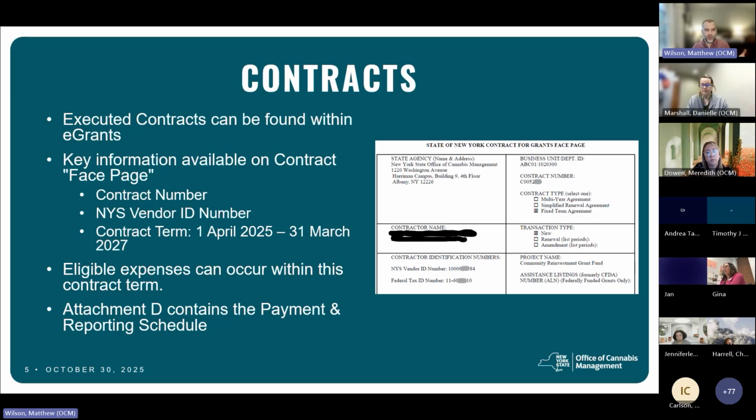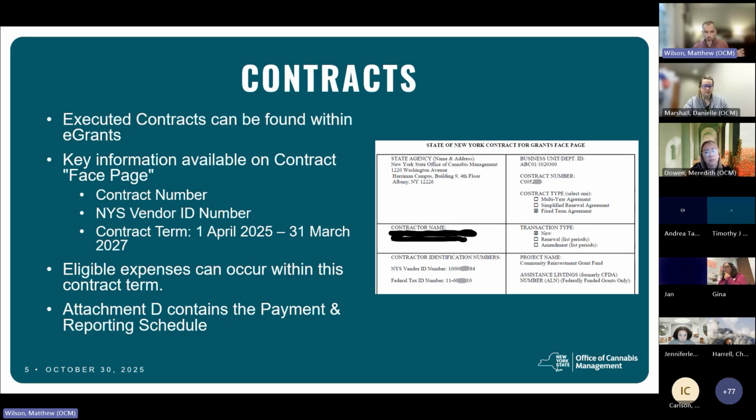You will also be aware that as you submit different documents to us or to invoicing, you will be asked for various numbers, your contract number, your vendor ID number. All of this can be found on the face page of that contract. So if you are ever unsure of what number we are asking for, a first place to look is the face page. If you still can't find it, feel free to reach out to us. We're happy to help you locate any of those technical things.